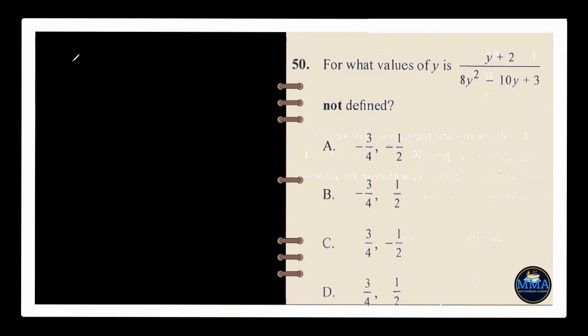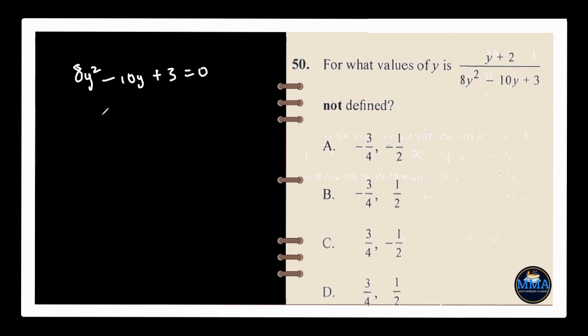The denominator here is 8y² − 10y + 3. We say it's equal to 0, because once it becomes 0, the fraction is undefined or not defined. Now, multiply 8y squared, in fact, if you look at this, multiply this value by 3.